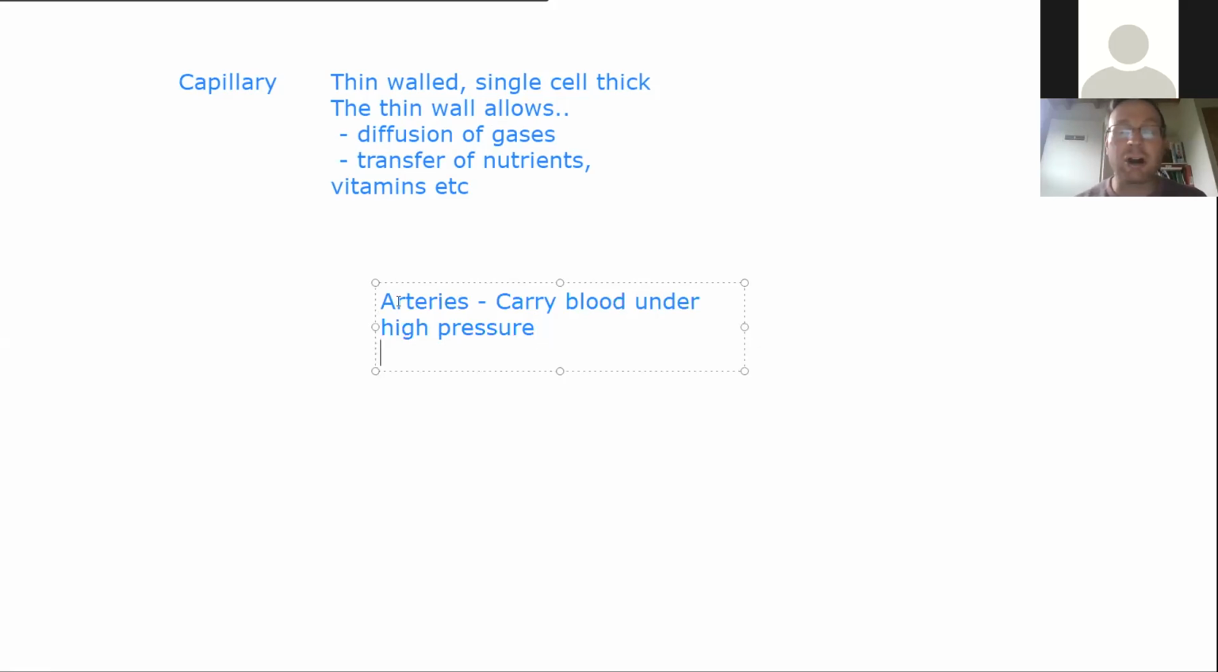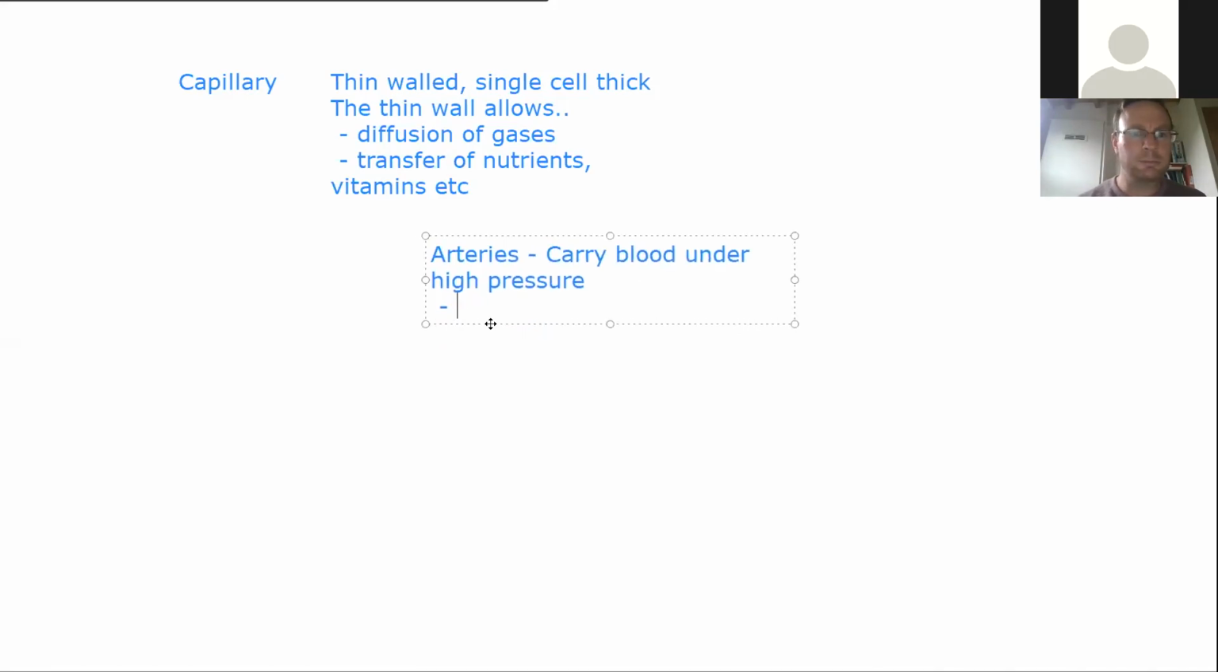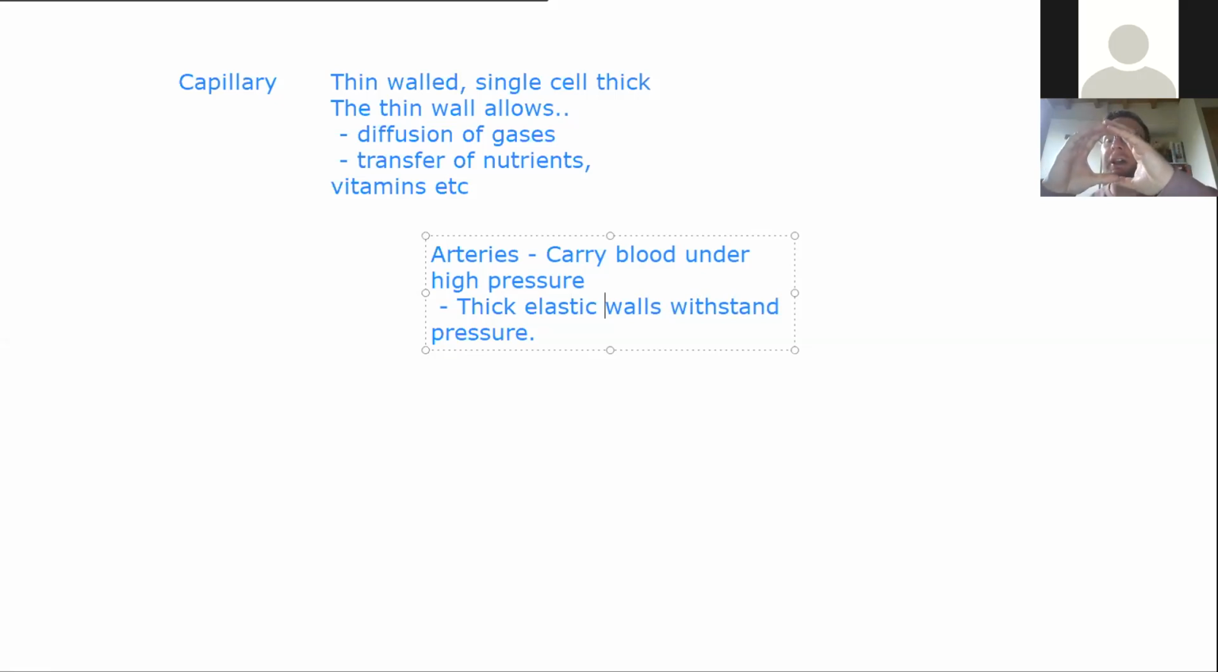What is it about their structure that allows them to do that? Anyone? Are they thin or thick? Good stuff. Well done, Kayla. Thick walls. They have a slightly elastic property. So when the heart beats under high pressure, the artery just slightly stretches and then recoils, slightly stretches and then recoils. So they're thick elastic walls.